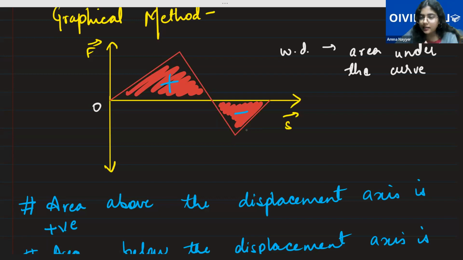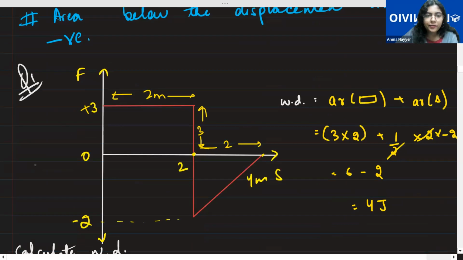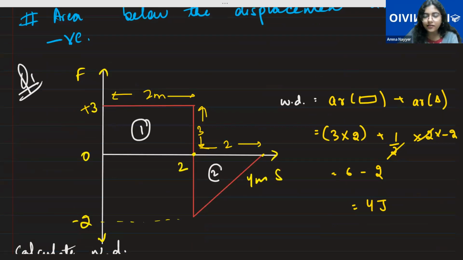We don't take tan theta in this case. Whatever figure is made, you calculate. Here two figures are made: this is the first figure, this is the second. This is a rectangle and this is a right angled triangle. For the rectangle, area is 2 into 3. For the triangle, the area is half into base into height, that is 4. Since this is below the principal axis and is minus 2, you subtract: 6 minus 2, 4 joules.